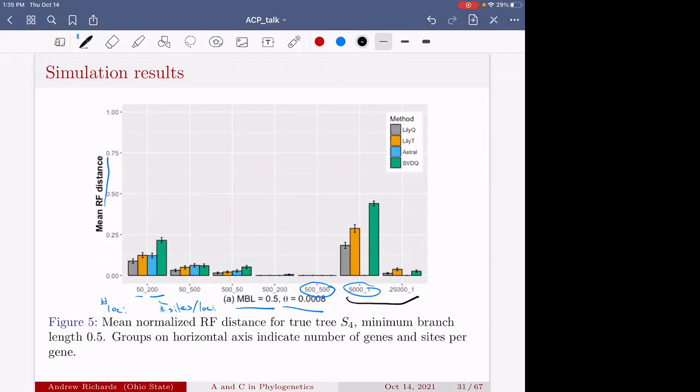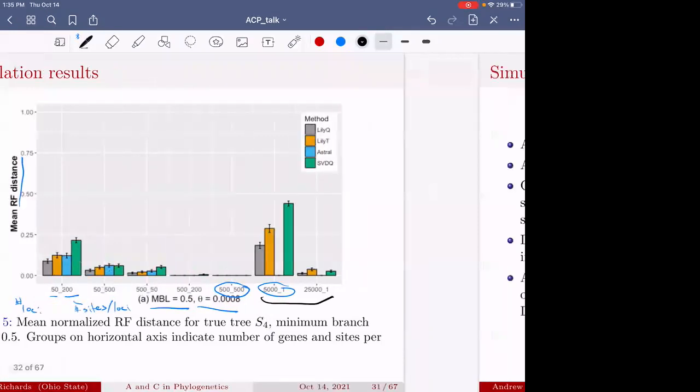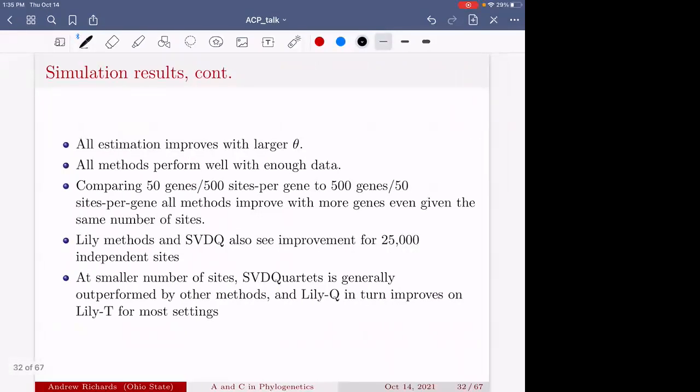Lily Q tends to outperform Lily T. The comparison against Astral is a little bit more mixed. In this display, Lily Q did a bit better than Astral, but at other settings, Astral did better than our method. And so as overall takeaways from our simulation results, all methods did better with more mutation because there's more signal.